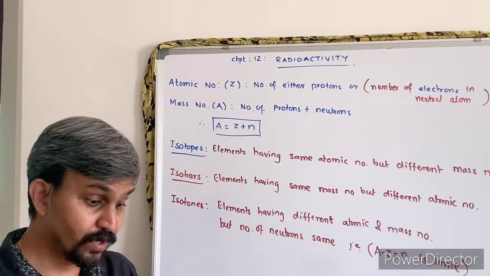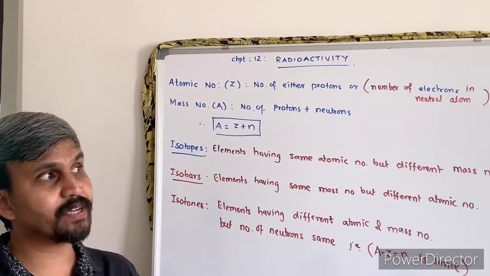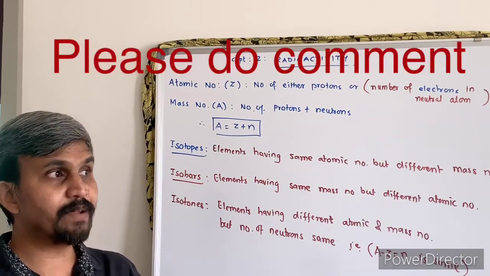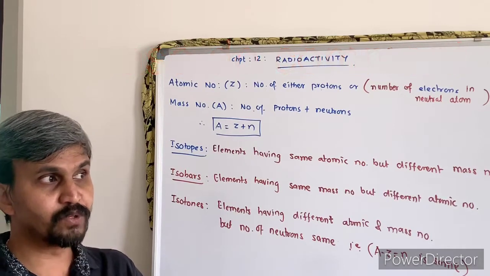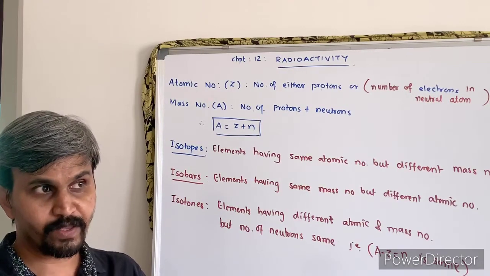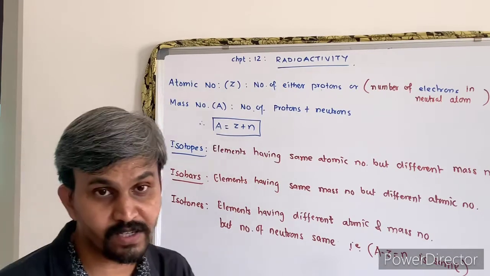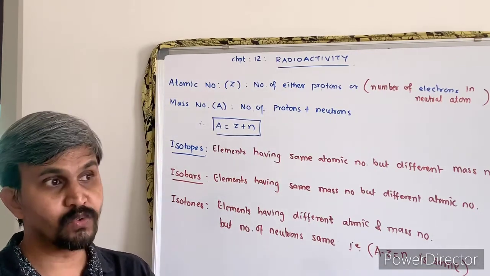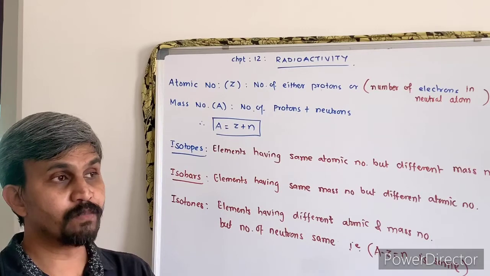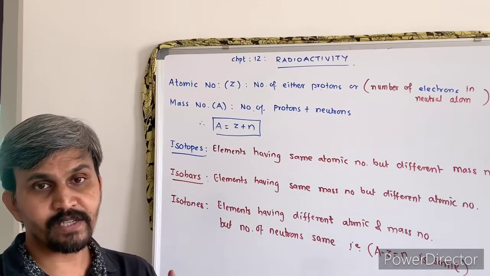Now we'll go on to what is radioactivity. The first question is why an element is radioactive. An element is radioactive because the number of neutrons is much more than the number of protons. Elements having atomic number 82 plus, that is lead onwards, contain more neutrons, that is, the neutron proton ratio is more than 1.5. So the number of neutrons is much more than the number of protons, therefore that element is radioactive.